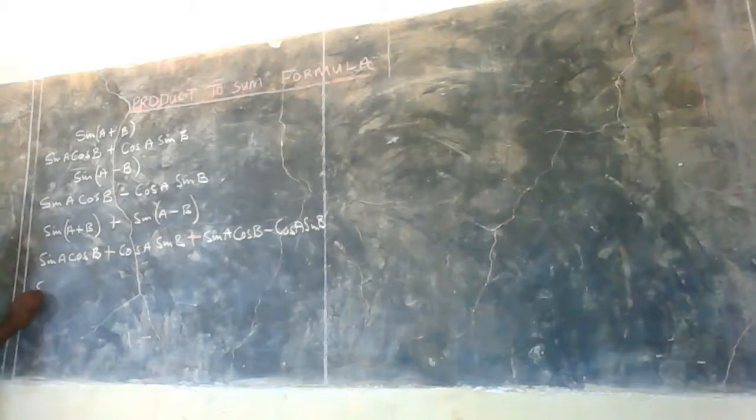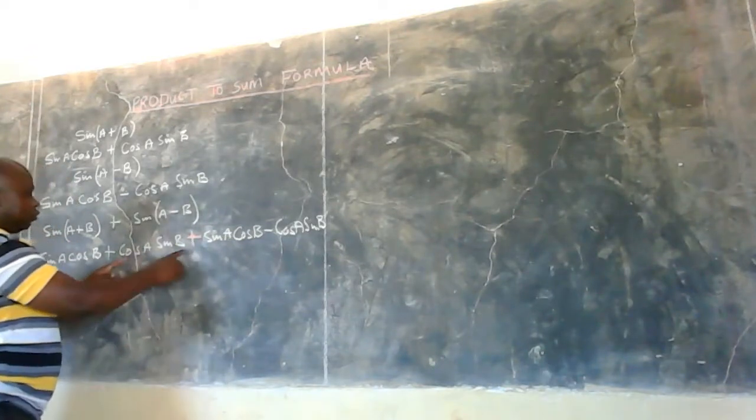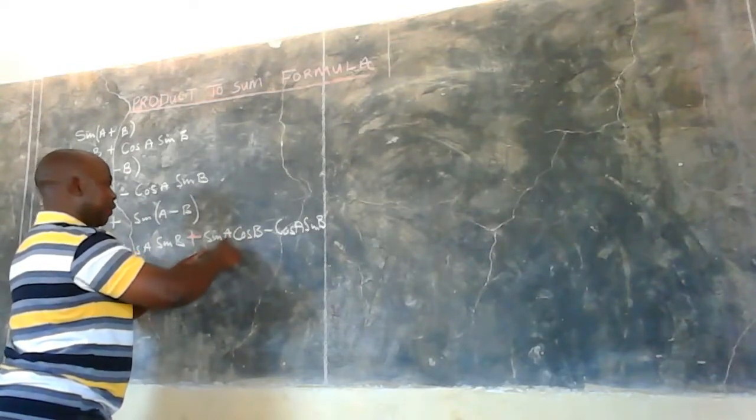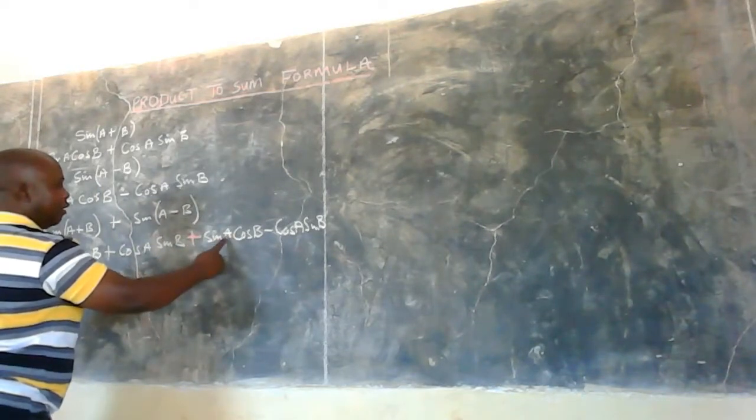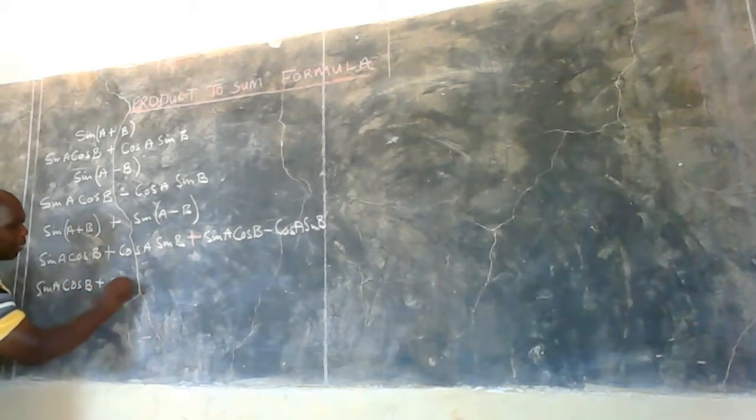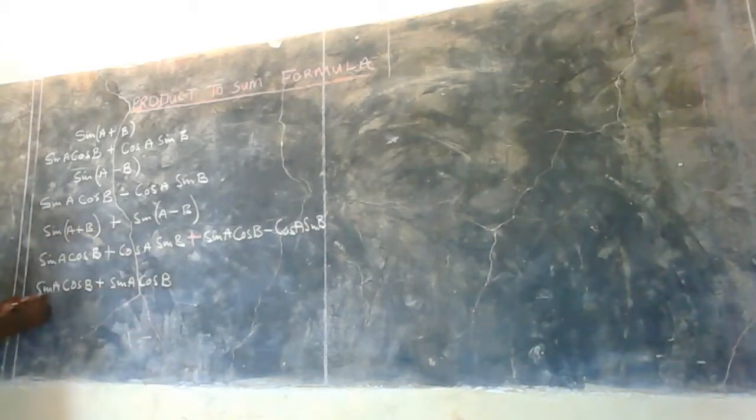Now from here, what we can do is arrange the like terms that we have here. So sine A cosine B, it is right here, sine A cosine B. It is like terms with this one, not this one. This one is cos A sine B, but it is the same as this one, sine A cosine B, and we have positive there. So plus sine A cosine B. Those are like terms.